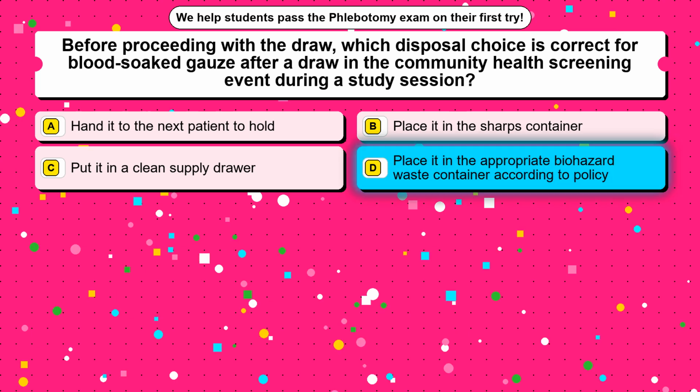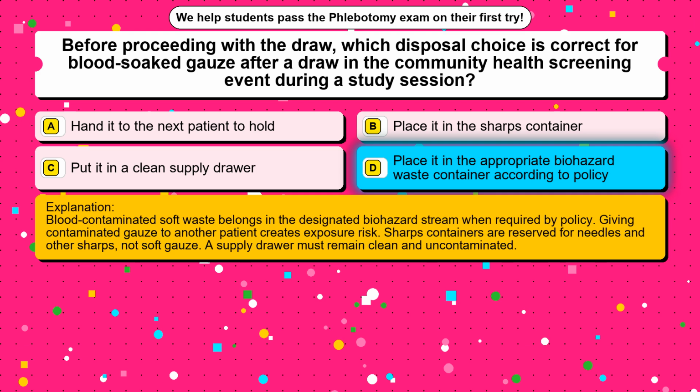The correct answer is option D. Place it in the appropriate biohazard waste container according to policy. Blood-contaminated soft waste belongs in the designated biohazard stream when required by policy. Giving contaminated gauze to another patient creates exposure risk. Sharps containers are reserved for needles and other sharps, not soft gauze. A supply drawer must remain clean and uncontaminated.